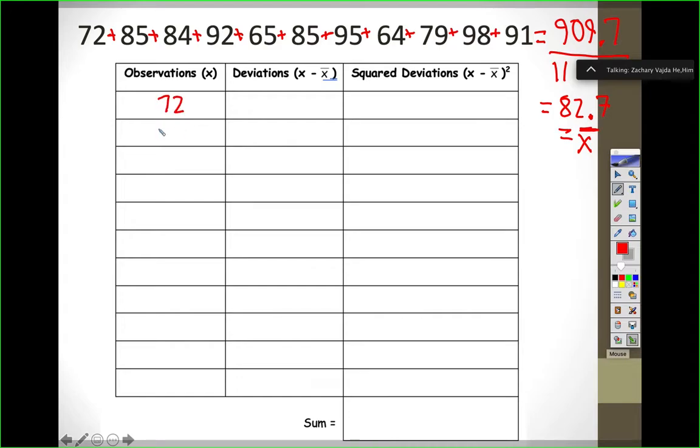So I'm going to organize into a table. 72, 85, 84, 92, 65, 85, 95, 64, 79, 98, 91. And for each of them, what I'm going to have to do is subtract the mean. And then I'm going to have to square it. So I'm going to do this in a couple of steps.